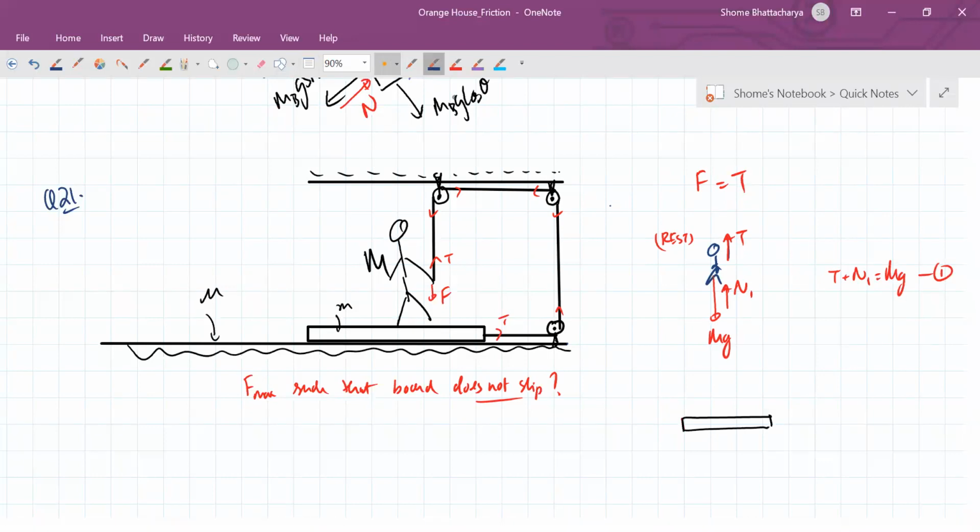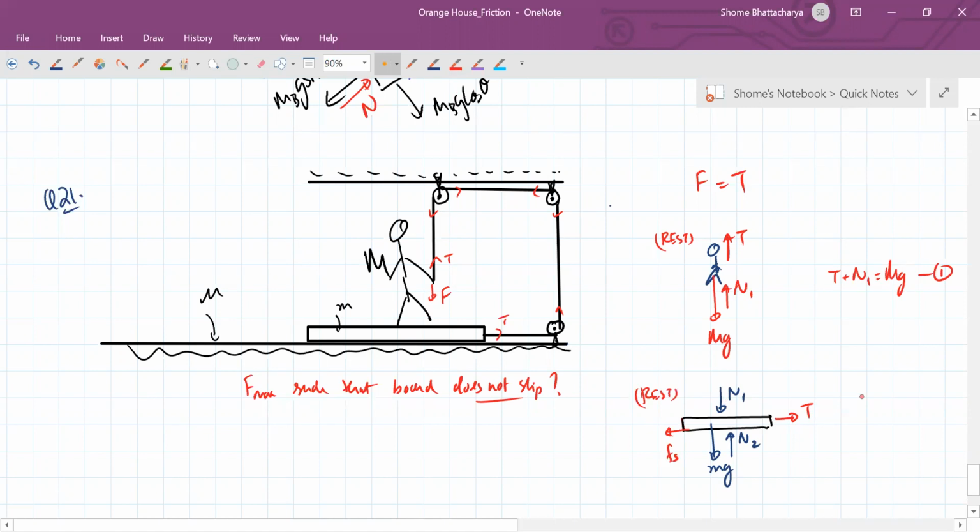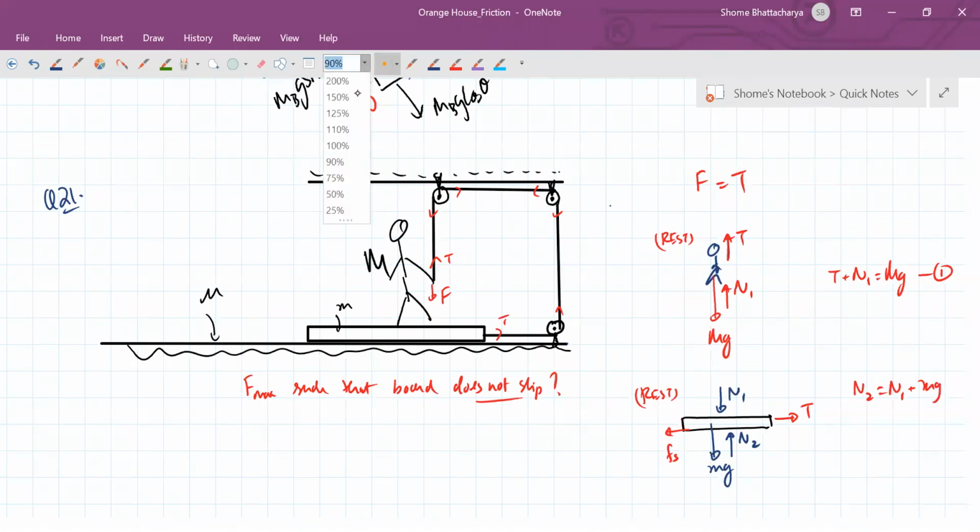And for the board, the forces acting are this normal reaction pushing it down, its own weight small mg, some normal reaction from the ground N2, and tension is pulling it from this direction, but because the board is not slipping, there is static friction from here. The board is also at rest. So N2 is equal to N1 plus small mg. That's our next equation.